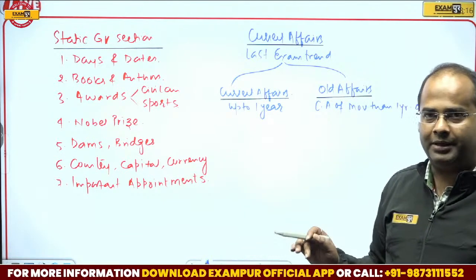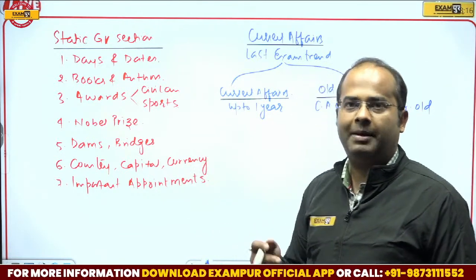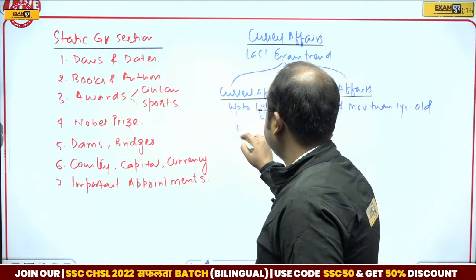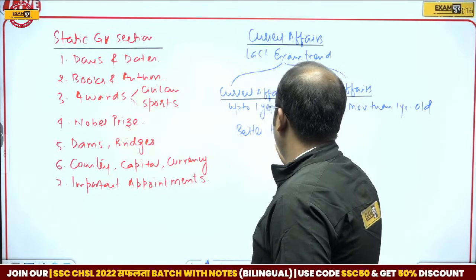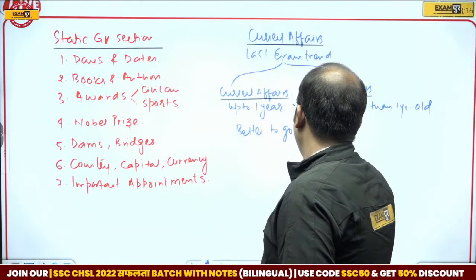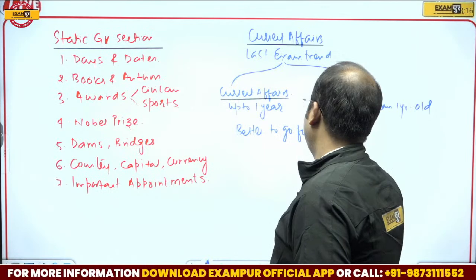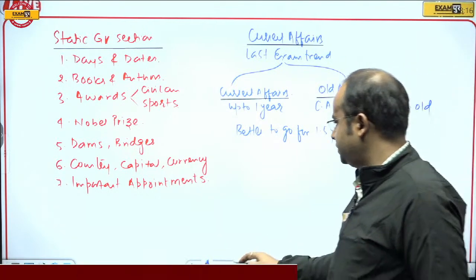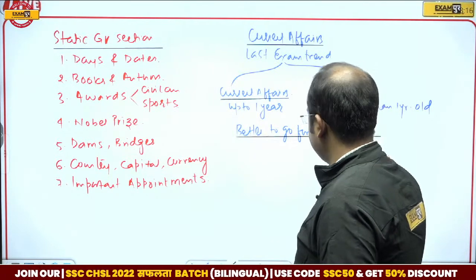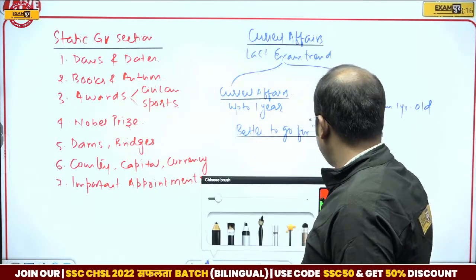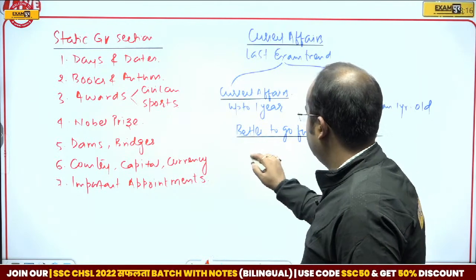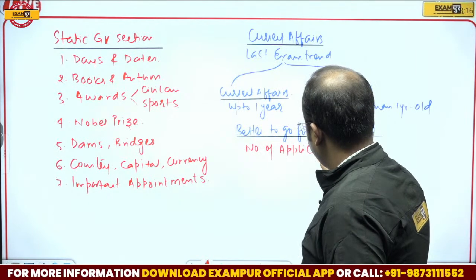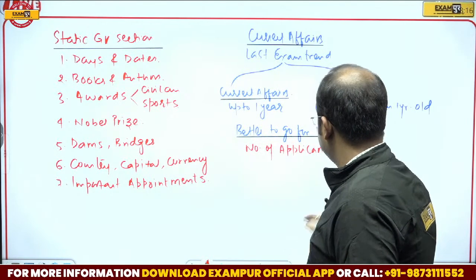So to be on the safe side, because the number of applicants in this exam is more than CGL, it is better to go for 1.5 years of current affairs. Why am I saying 1.5 years, guys? The logic behind this is that the number of applicants is more in this exam.